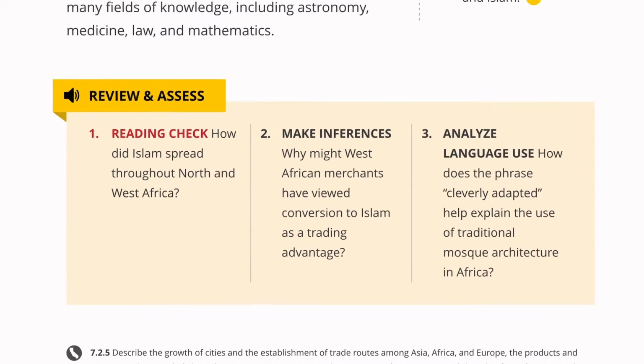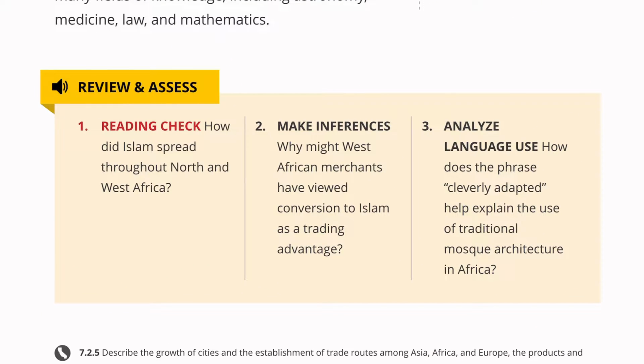Now let's go to the review and assess questions. Number 1, reading check. How did Islam spread throughout North and West Africa? So the question is how. Number 2, make inferences, an intelligent guess. Why might West African merchants have viewed conversion to Islam as a trading advantage? So what will they get out of conversion or becoming a Muslim or a member of the religion?